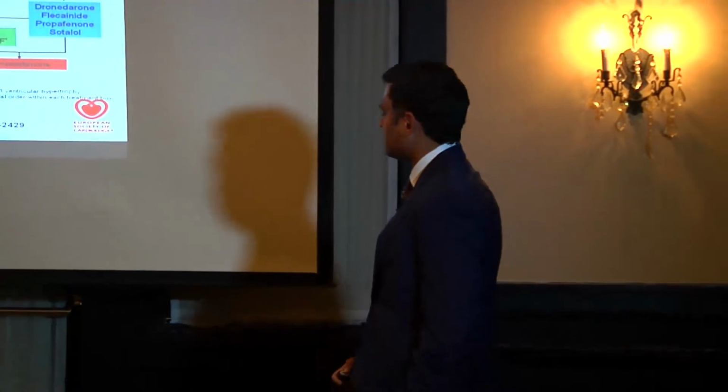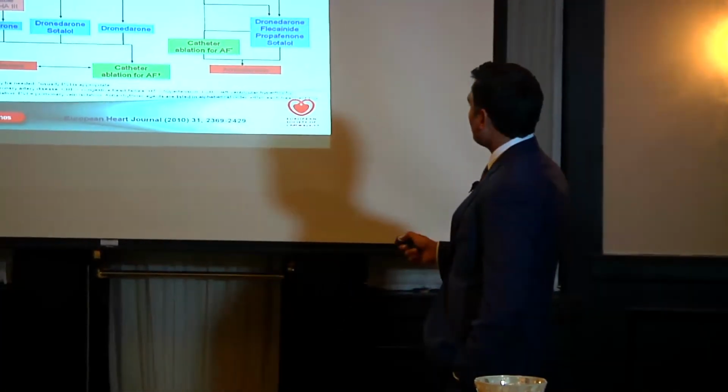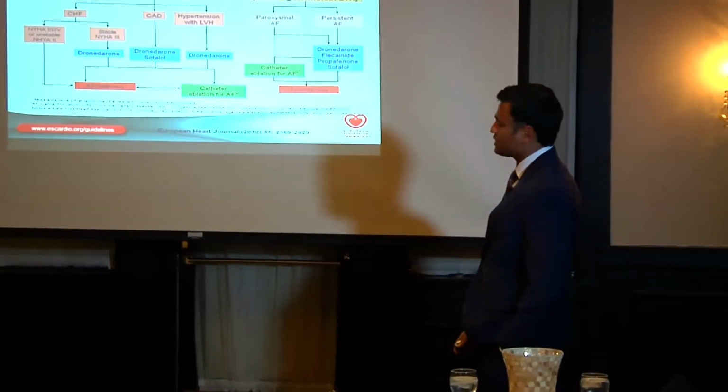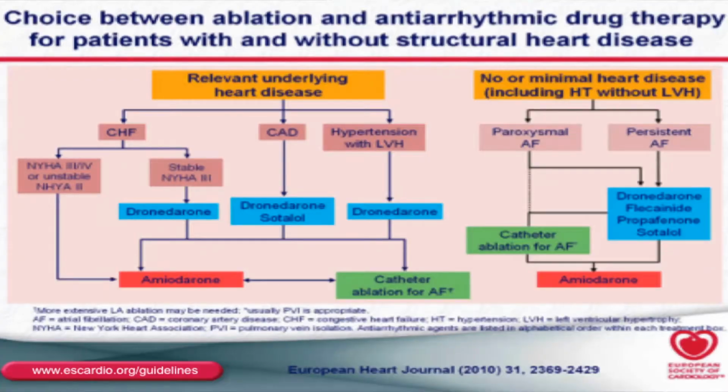So this is the newest European Society of Cardiology diagram looking at when you use which antiarrhythmic medication and when you refer for ablation. I like to divide groups of patients into patients with underlying heart disease and patients with no or minimal heart disease. If you have heart failure, you break them up into New York Heart Association Class 3 or 4, or stable New York Heart Association Class 3. If they're stable, we can use dronedarone or Multaq. There's a black box warning now saying that if a patient has had recent symptoms of heart failure or Class 3 or 4 unstable heart failure, you cannot use Multaq because it increases mortality in those patients.